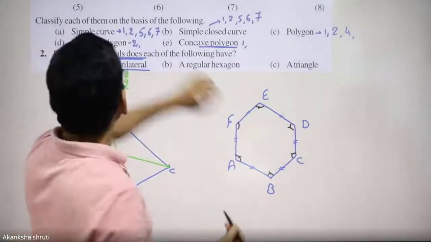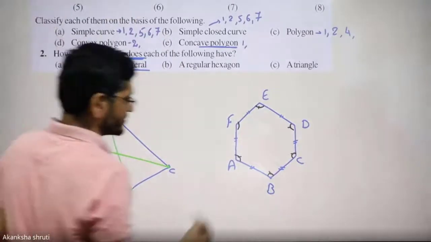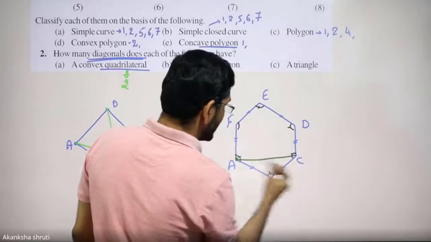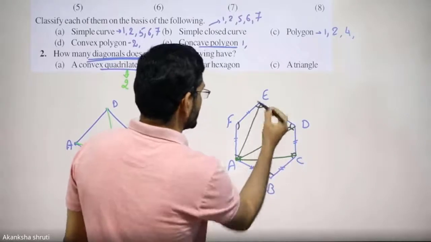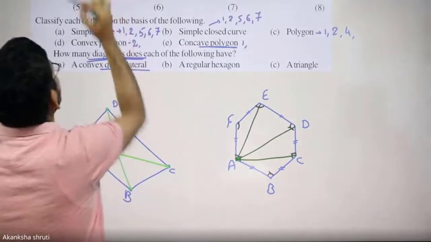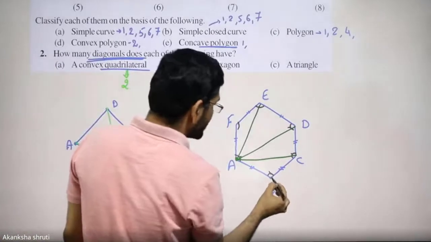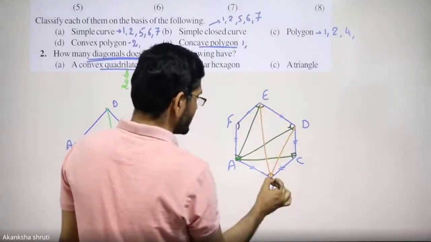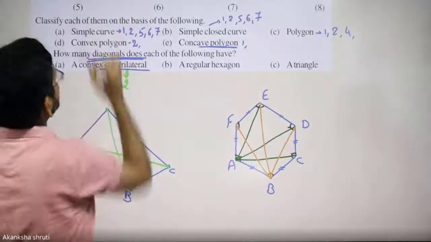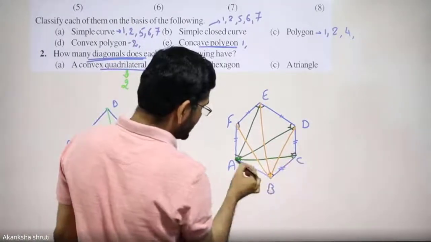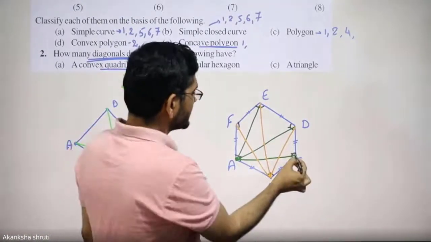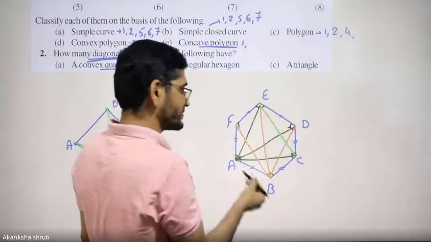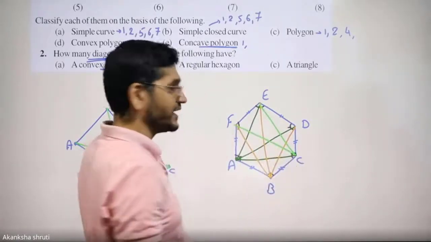Now, we are interested in the number of diagonals. For diagonals, start from one vertex and look for the others. A to C, A to D, A to E. These are the 3. Now coming to the other vertex, starting from B, B to C or B to A is not possible. B to D, B to E, B to F. These are the 3 others. We may start from C. C to A is the same as AC. Then C to D does not give any new diagonal. C to E gives one diagonal, and C to F the other.